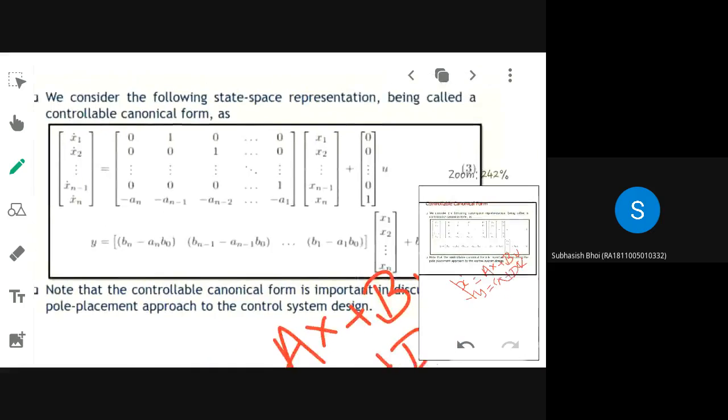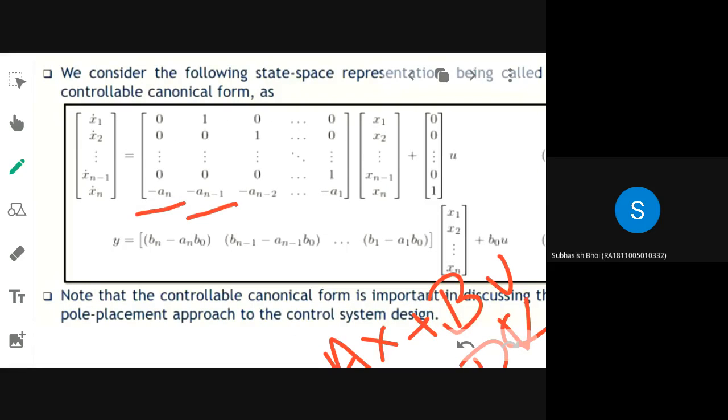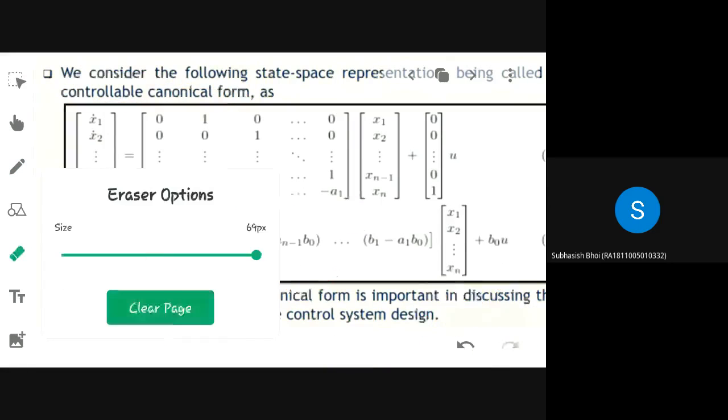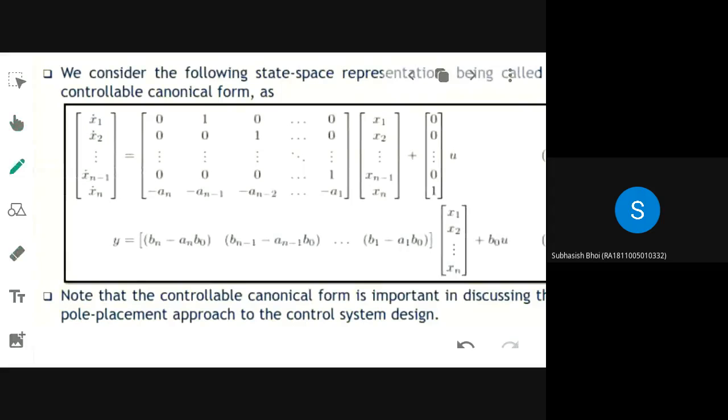So how I am going to do that is, I know the coefficients an minus 1, an minus 2. I just pick them up and substitute them in this system matrix. Then I will be able to get the controllable canonical form. In the same way, I take the coefficients of the numerator and denominator polynomial and I will be able to get the C matrix. So this is the standard formula that you have to remember. Using this formula only you will be able to obtain the controllable canonical form. And you have to remember that the A matrix will have 0 1 0 0, then 0 0 1 0. Like this only you have to represent the A matrix.